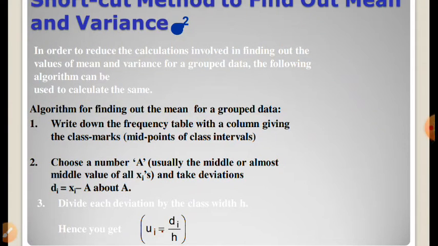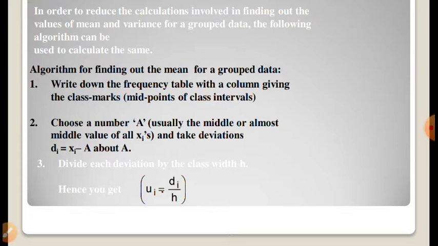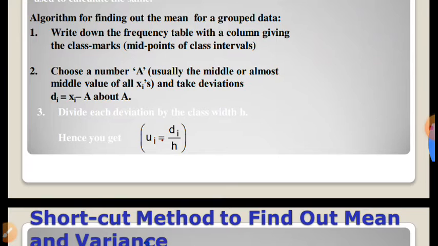Write down the frequency table with the column giving the class marks, the midpoints. So in the frequency table, midpoints of the class intervals should be taken, and choose a number capital A, usually the middle or almost middle value of all the observations. Take the deviations about A, which means from every observation you subtract A. Then divide each deviation by the class width. So that means the class width should be divided.